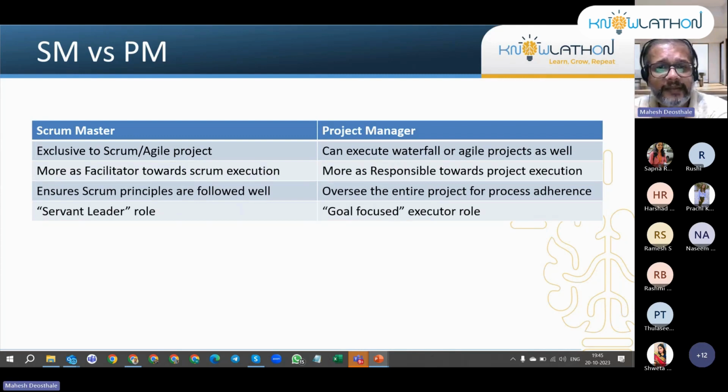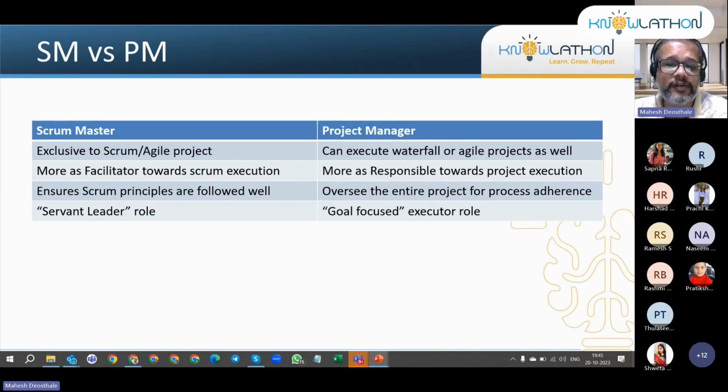Equally, there are some things common and some differences between a Scrum Master and a project manager. Scrum Master, as we heard, is exclusive to the Scrum team or the Scrum Agile project, whereas the project manager can be for waterfall or Agile projects any which way. Scrum Master is more of a facilitator, whereas the project manager is more responsible for project execution. The Scrum Master ensures Scrum principles are followed well, whereas the project manager oversees the entire project for process adherence. It is a servant leader.